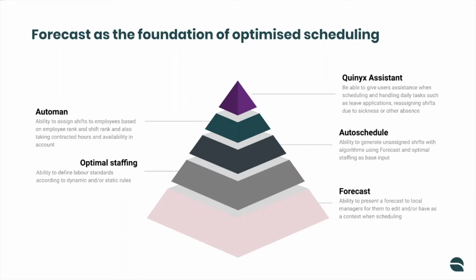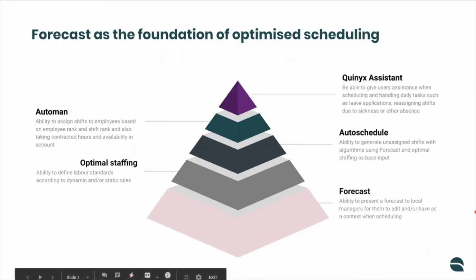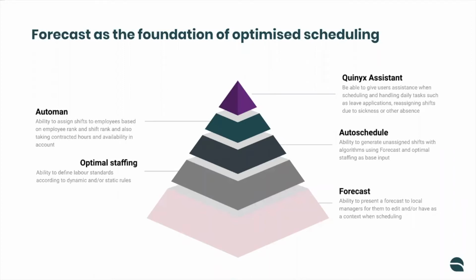But in order for us to get there, we have to build the foundations of this. So if we start down here at the bottom right, the first part of this is the actual forecast data. The ability to present forecasts to a local manager within their schedule view for them to edit or have as a context when scheduling. So in the simplest sense, when we talk about optimized scheduling, it is the presentation of that data to the user, unedited data or data from other systems.